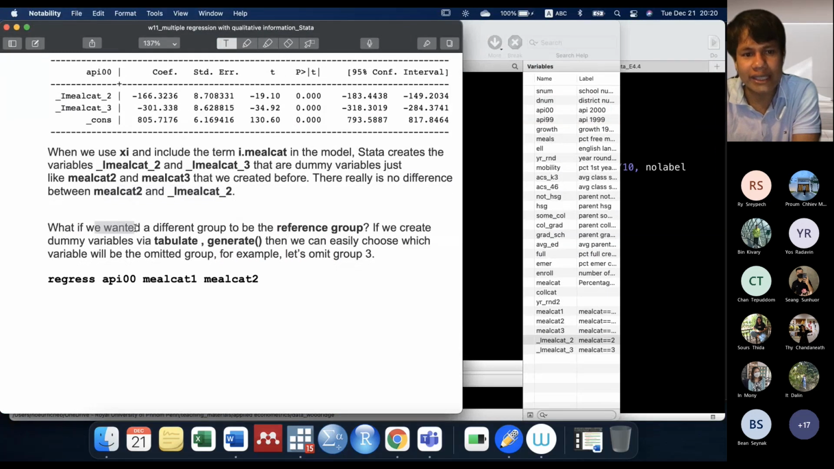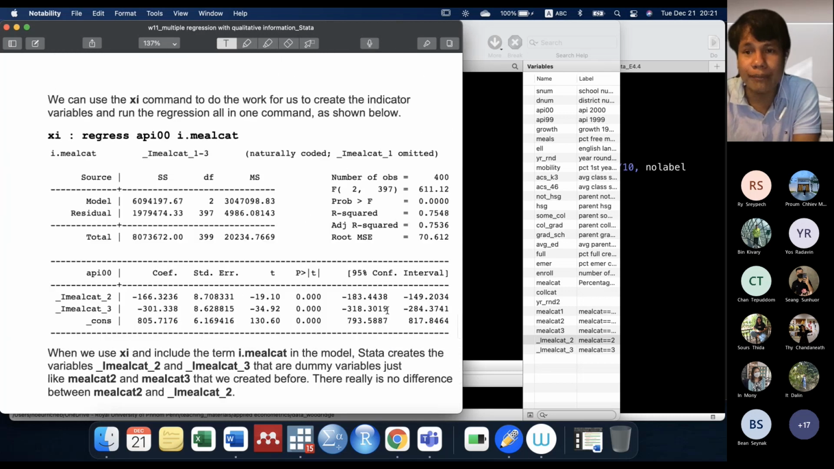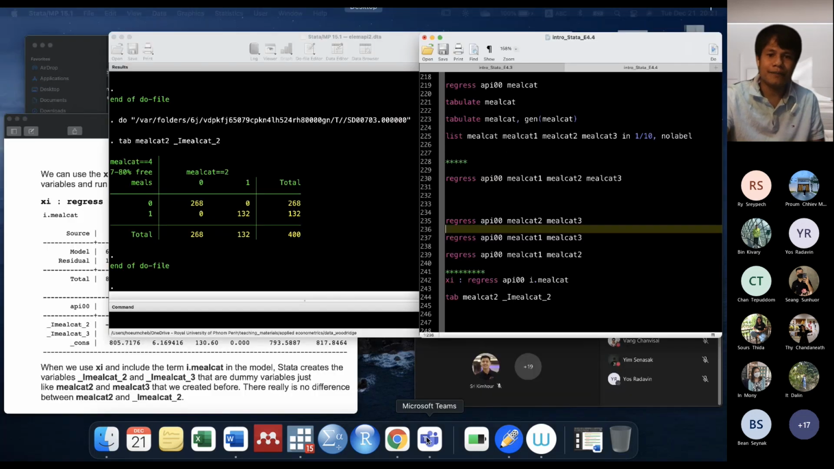So what if we wanted a different group to be the reference category or base category group? If we create a dummy variable with tabulate and generate earlier, then you can easily choose which group will be omitted. For example, let's omit group 3 that I discussed earlier. So if you use the manual technique, the choice is yours. But if you use the xi command, the choice is Stata's. Right? Questions?